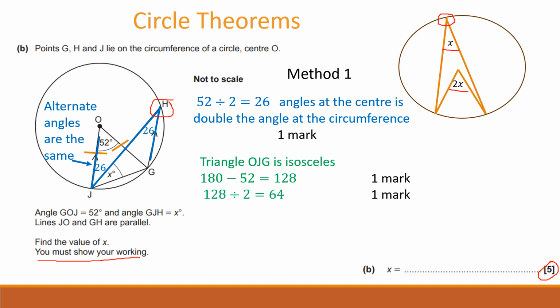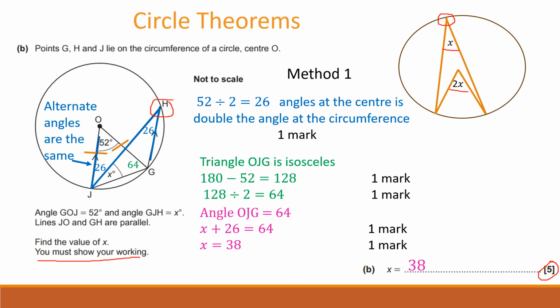Then if I halve that, I get 64, which is the angles at the bottom. So the one on the right hand side is 64, and also the angle OJG is 64. But I already know that OJH is 26, so angle X plus 26 is going to give me 64. And then if I take 26 from both sides, gives me 38, gives me my last mark. So you need to then write 38 on your lined answer once you've got your final answer.